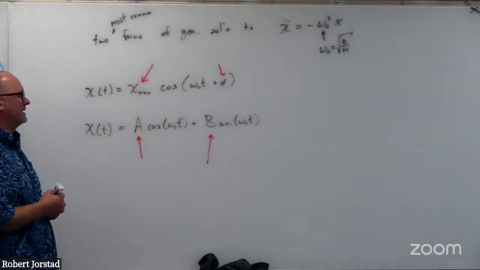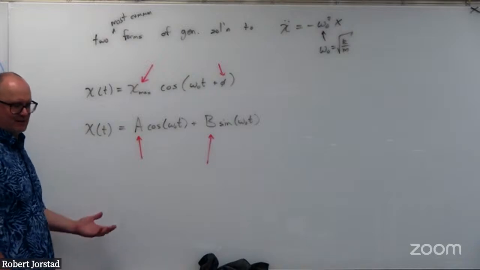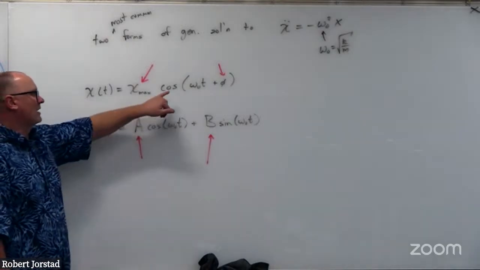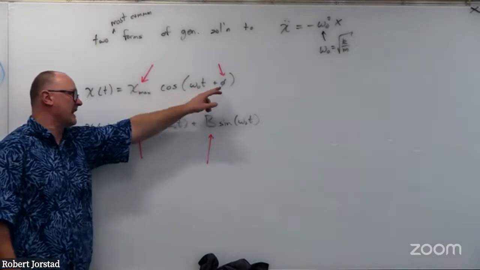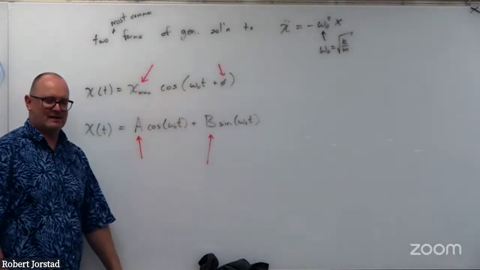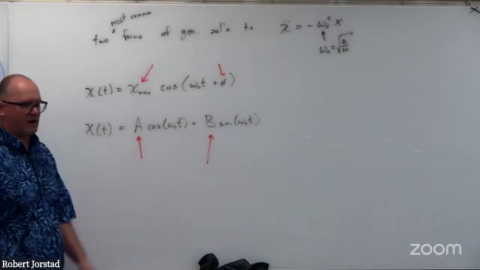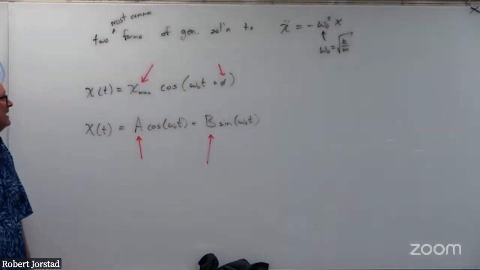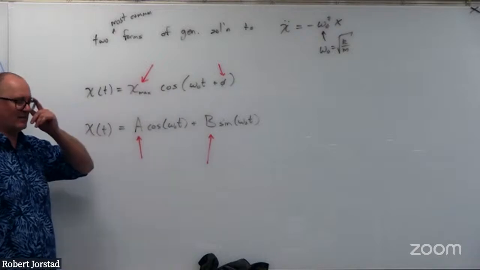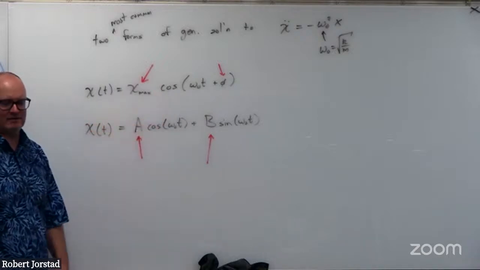It turns out in most physics and engineering applications, we tend to prefer one trig function with a phase angle as opposed to two trig functions. Not always true. There's exceptions to everything, but those are just the two possibilities for the general solution. Again, you could use sine here, but I think most textbooks tend to use cosine here. Not always true.